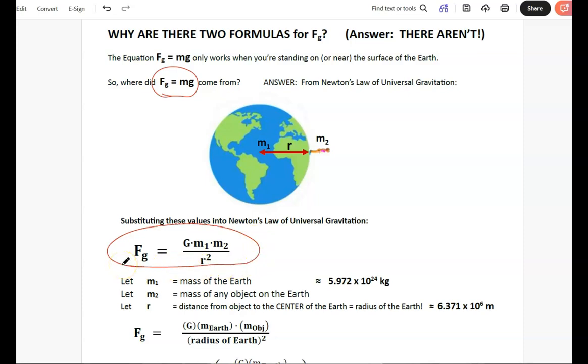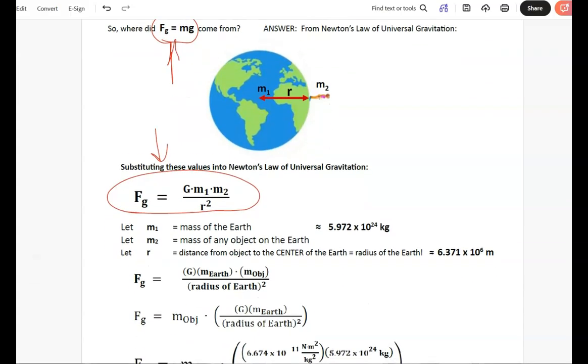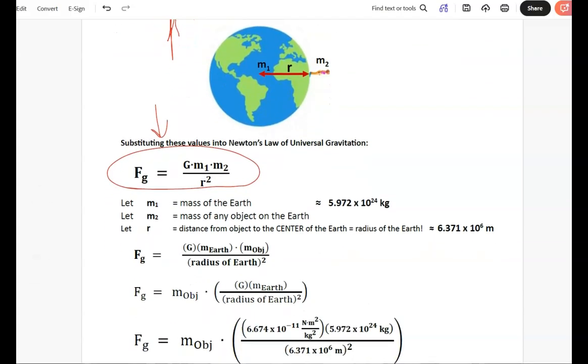Now you might be wondering, where does this formula come from if this is the real formula? Well, here's the deal. If you assume there's some object on the Earth, and you can think of that object, could be a person, could be an apple, could be a box you drop, a ball you drop from a building, anything close to the Earth, we'll call that mass 2. That'll be our second mass. Our first mass is going to be the mass of the Earth.